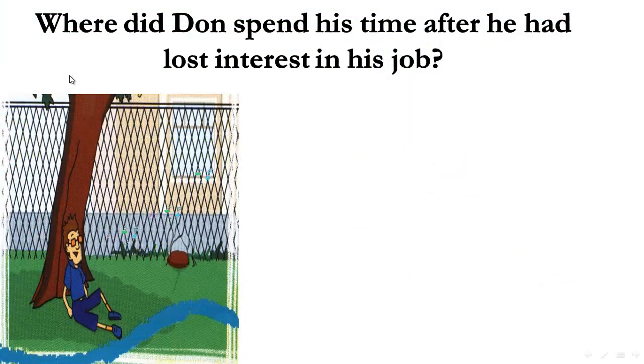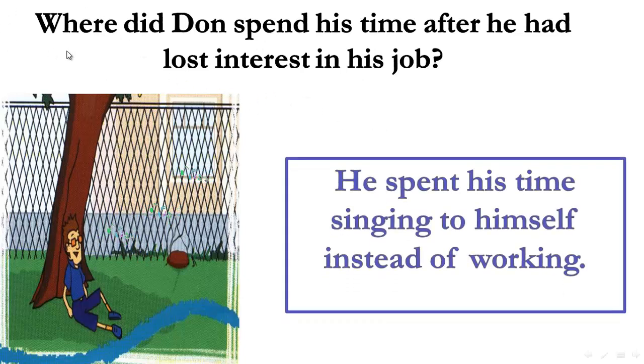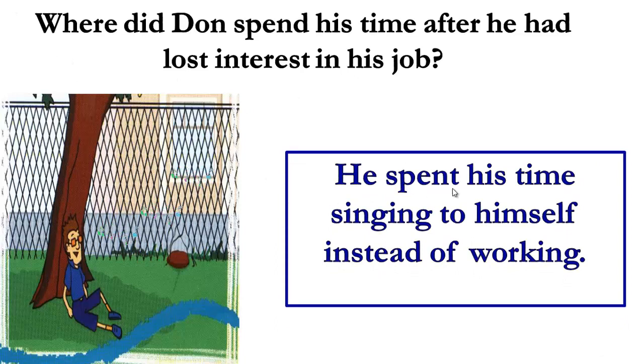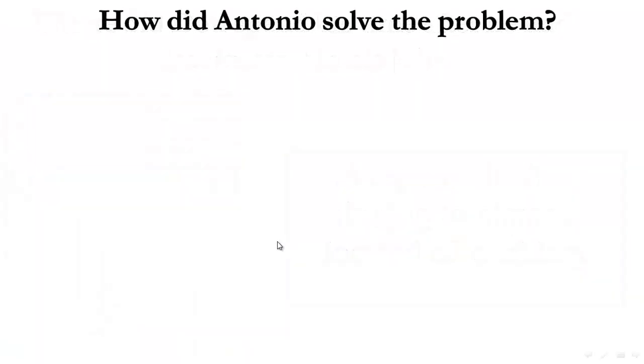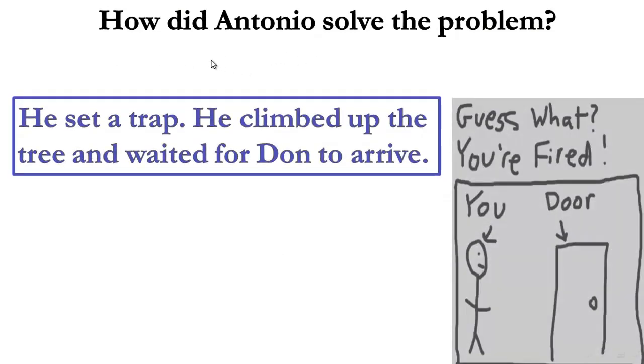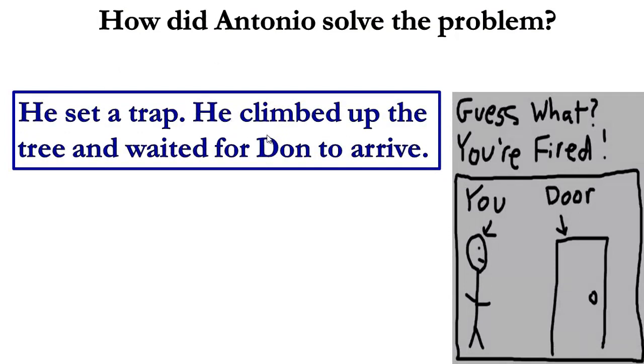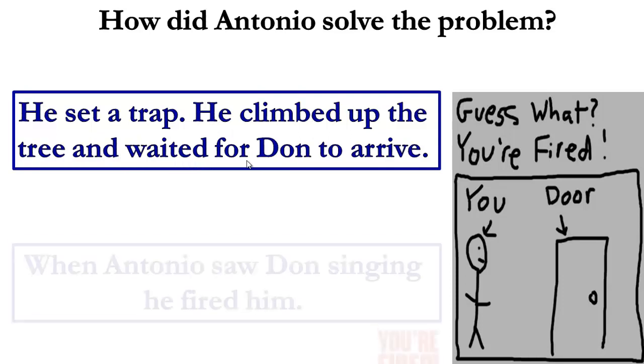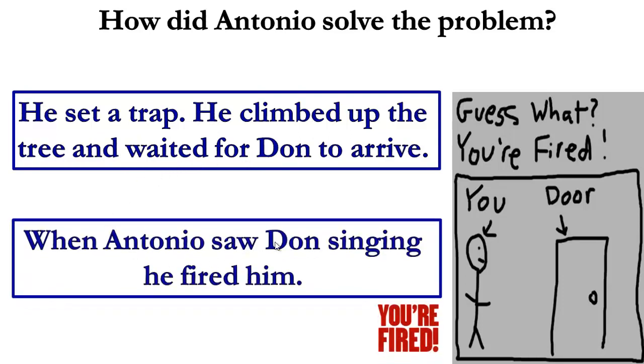Question number 2. Where did Don spend his time after he had lost interest in his job? Yes, good, excellent. He spent his time singing to himself instead of working. Number 3, how did Antonio solve the problem? He set a trap, he climbed up the tree and waited for Don to arrive. When Antonio saw Don singing, he fired him.